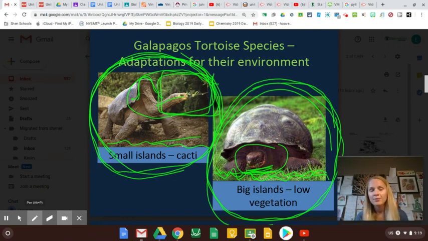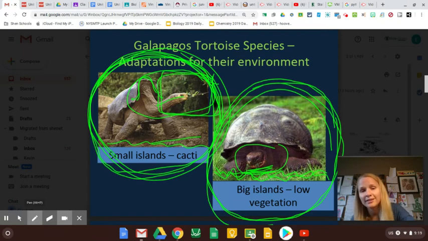So what happened was nature forced this kind of tortoise to survive. So we say he was the fittest, survival of the fittest. He was not actually necessarily the survival of the strongest, but he was the most fit for this island because he could reach the high vegetation.